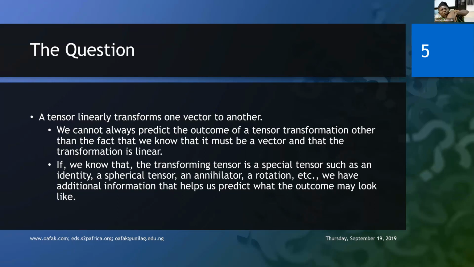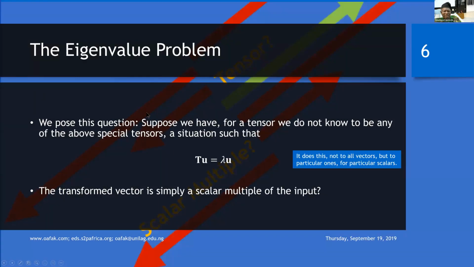But suppose somebody gives you a tensor, and he didn't tell you the tensor is identity, it's not spherical, it's not annihilator, it's not rotation, it's not projection, it's just an arbitrary tensor from somewhere. The question we are posing is this. Suppose we have a tensor that is not a special tensor, but when you use it to transform a particular vector, it just elongates the vector. It doesn't do anything more than that.